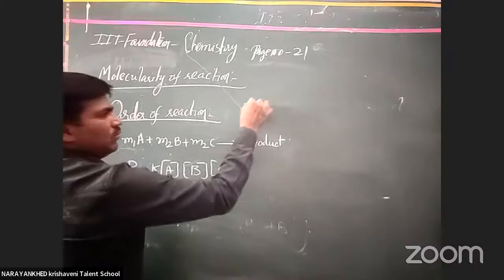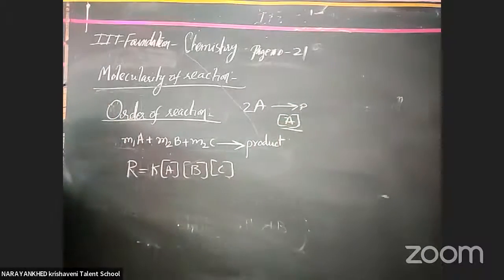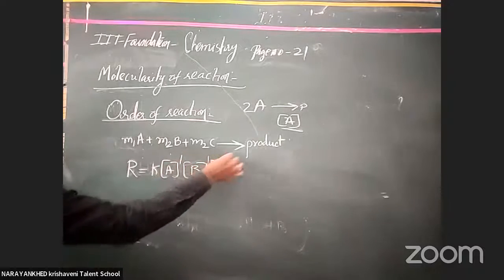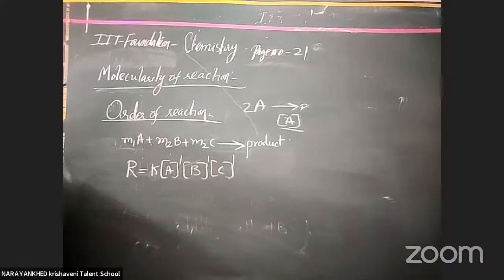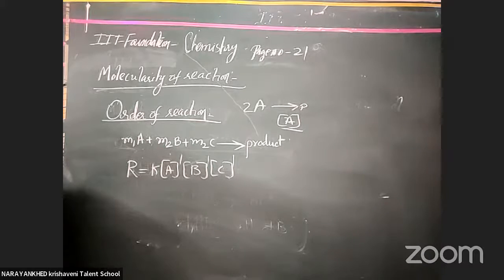For 2A giving some product, the concentration becomes what? A. Got it or not? That is what we have taken. Now here it is 1, it is 1, it is 1. The sum of all these becomes the order. Now, the order of a reaction: the sum of the powers of the concentration terms involved in the rate law expression is called the order of the reaction.